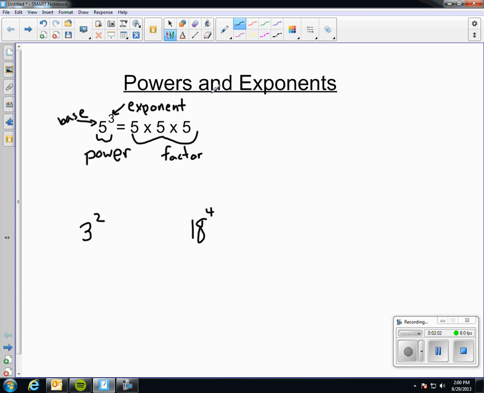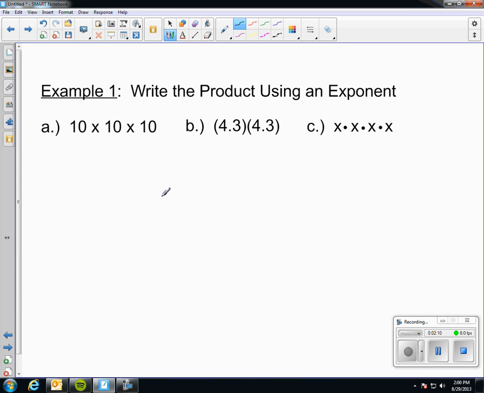Okay, so that's the background of the powers. If you need to pause this at any time, remember, pause it. Okay, I'm going to go on to our first example. Our first example is write the product using an exponent. Okay, and these are going to be very simple. We're not even multiplying these out. All I want you to do is write using an exponent.